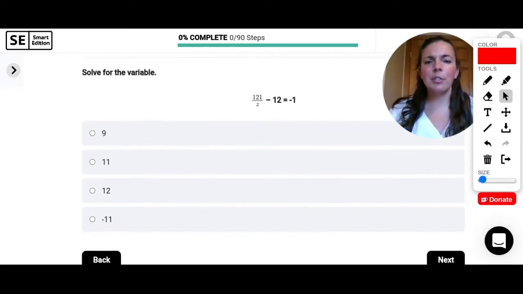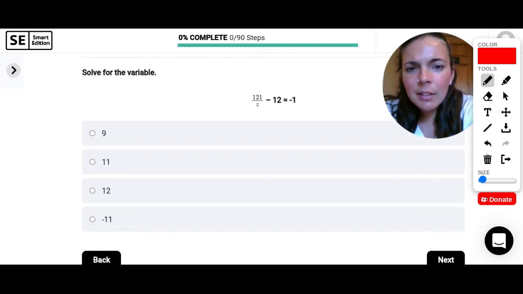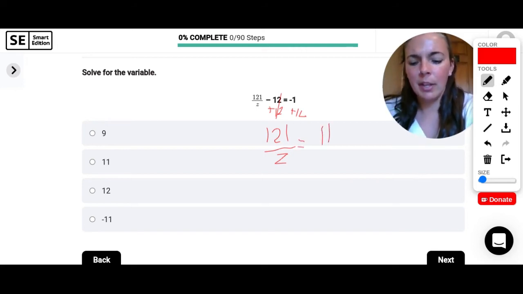Solve for the variable. 121 divided by z minus 12 equals -1. So we want to get z. Sorry if I said that wrong before. To get z by itself, first thing I want to do is add 12 to both sides. Okay, so I'm going to have 121 over z on the left, and then on the right I have -1 plus 12, which is 11.